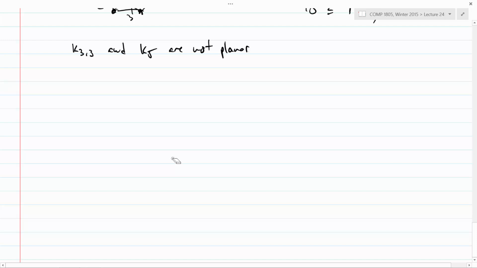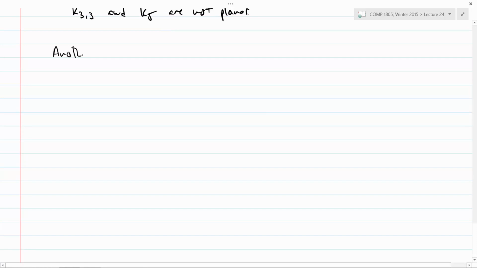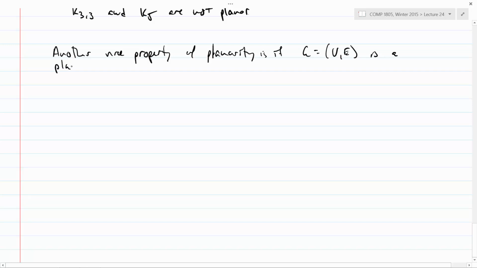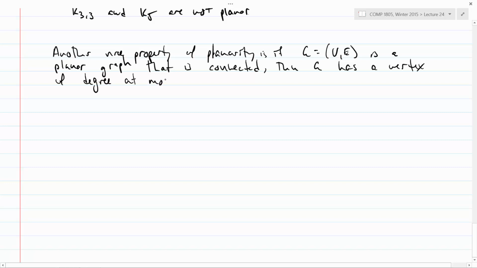There's other nice properties of planarity that I'll need in a little bit, so I'm going to talk about them now. Another nice property of planarity is that if G equals (V, E) is a planar graph that is connected, so all of this stuff is for connected graphs, I should have said, then G has a vertex of degree at most 5. So somewhere in that planar graph, there's a vertex that has relatively small degree. It's at most 5.